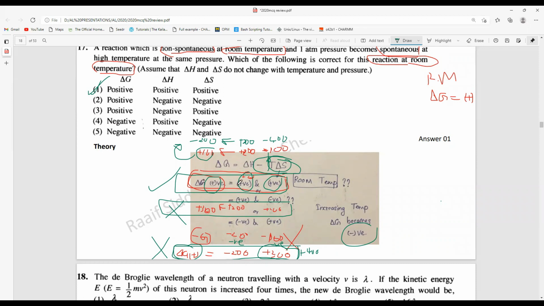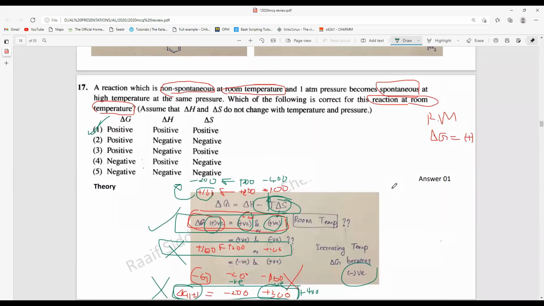So this is the explanation. However, it is very easy if you remember, because this type of question comes up. They say at room temperature it is non-spontaneous, and when you increase the temperature, it becomes spontaneous. So you should remember that at room temperature all should be positive, because when you increase the temperature, delta G becomes negative. So this is the case.